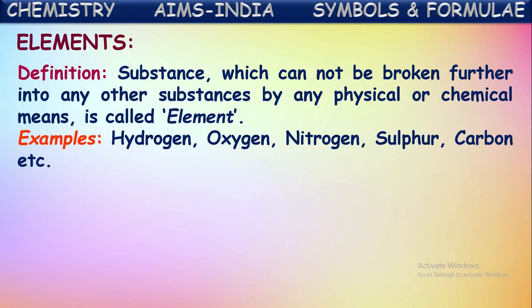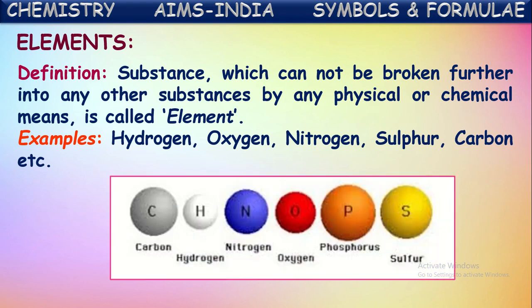For example, hydrogen, oxygen, nitrogen, sulfur, phosphorus and carbon are all different elements. There are 118 elements discovered so far, and these all come under elements. If I say carbon, it contains purely carbon atoms only. If I say phosphorus, it has only phosphorus atoms in it. In that way, elements represent the same kind of atoms. A substance with the same kind of atoms is an element.